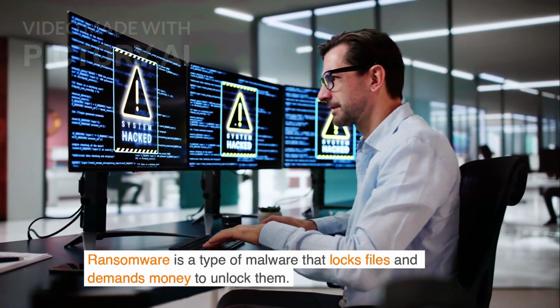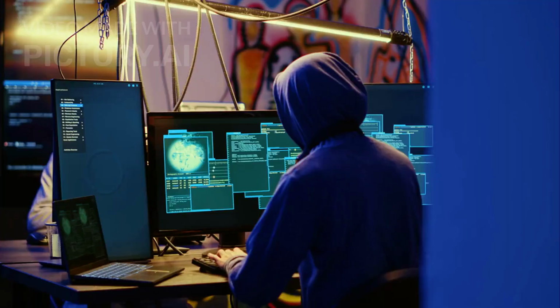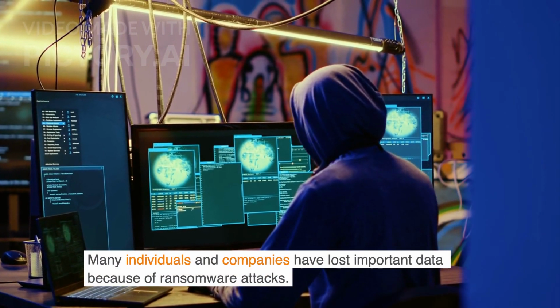Ransomware is a type of malware that locks files and demands money to unlock them. Many individuals and companies have lost important data because of ransomware attacks.